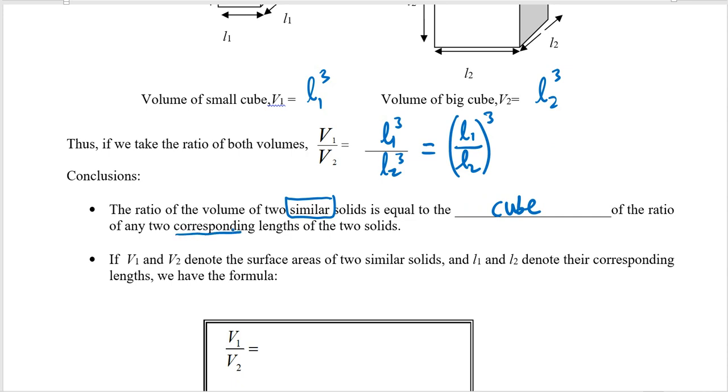When we say corresponding length, it means the lengths that are matchable. If it's height, the other one will take height. If it's breadth, the other one will take breadth. That's what we mean by corresponding.